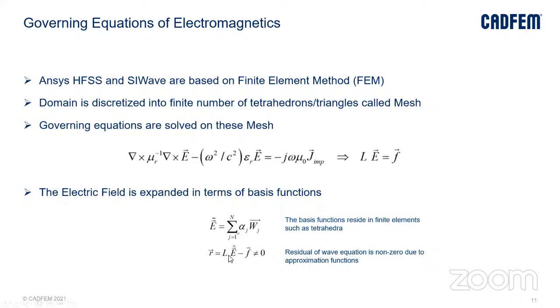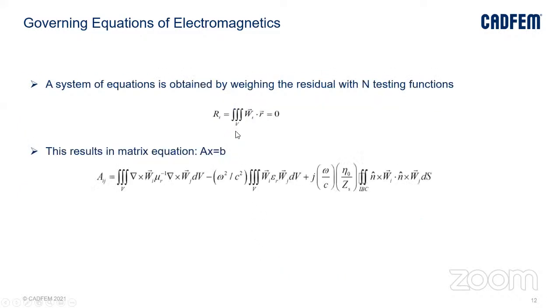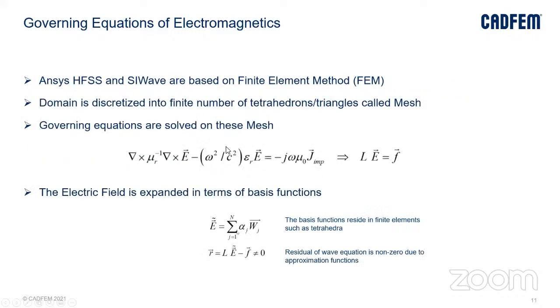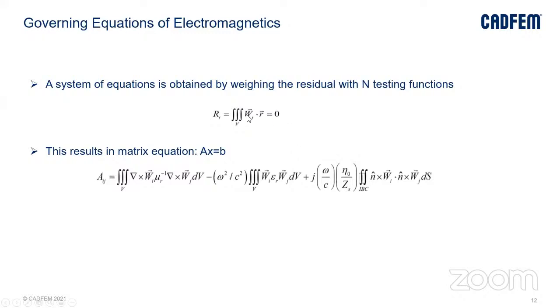So this E is written with a tilde because we are approximating the fields. This is not the actual field. When the residual R reaches 0, we can say it has converged, but practically that doesn't happen. In practical situations there is always some finite value of R. This R is for a single domain, a single mesh, and we integrate it over the entire geometry.